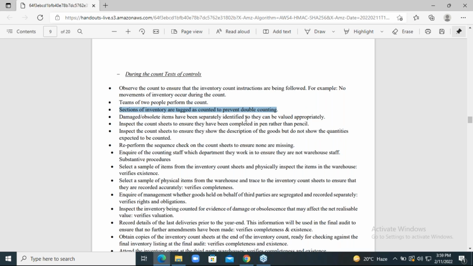So these are ready-made procedures. These are easy to learn, but there is a logic behind it because this is a sort of control system check. Now you can see, inspect the count sheet to ensure that they have been completed in pen rather than pencil. So this is important, because if someone from the warehouse or any person who was involved in the count has written something or quantity with the pencil, he might change it afterwards. So we can see that these are some of the test of controls that should be applied during the inventory count.